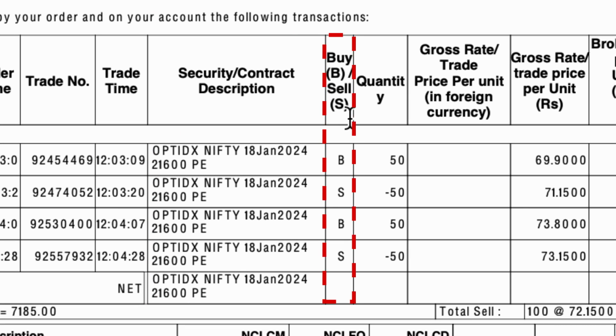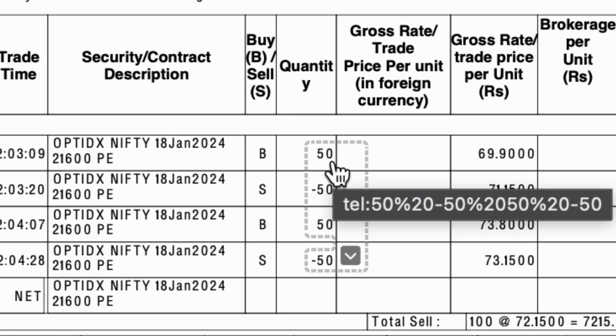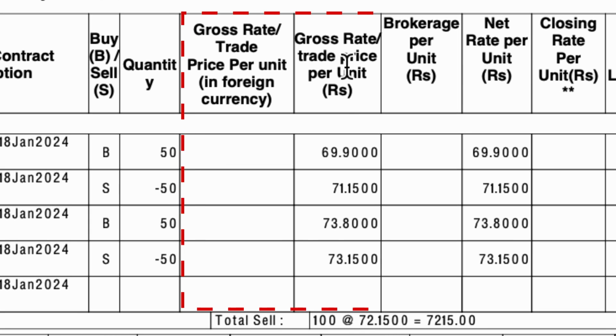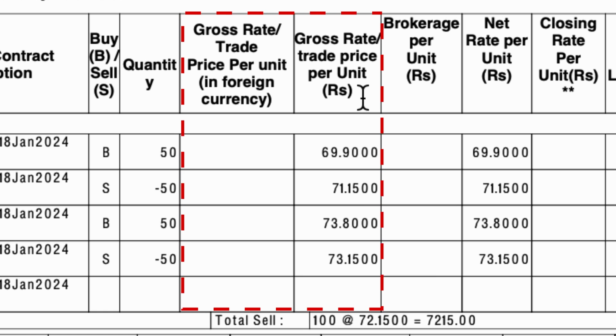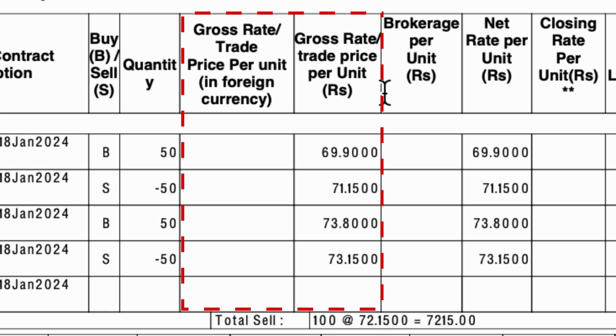Symbols indicate order types, B for buy orders, S for sell orders. Next to symbols is quantity, highlighting the number of shares or lots you have traded, with buy orders as positive numbers and sell orders as negative. Then the next two columns show gross rate per unit, which shows the rate at which an order was executed on the exchange in foreign currency and Indian currency.